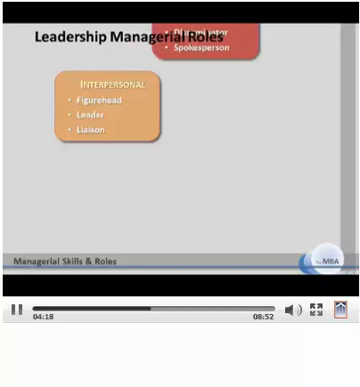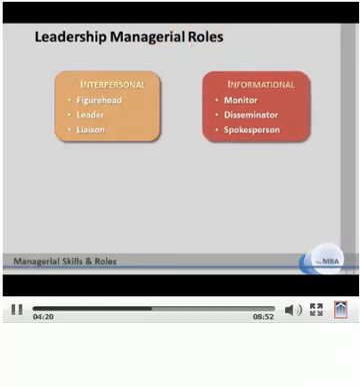The next category of leadership managerial roles is informational. And in the informational category, we have three main roles that leaders or managers often play: monitor, disseminator, and spokesperson. In the monitor role, we're really responsible for gathering information and analyzing information in order to discover problems or solve problems, or to discover opportunities and leverage opportunities.